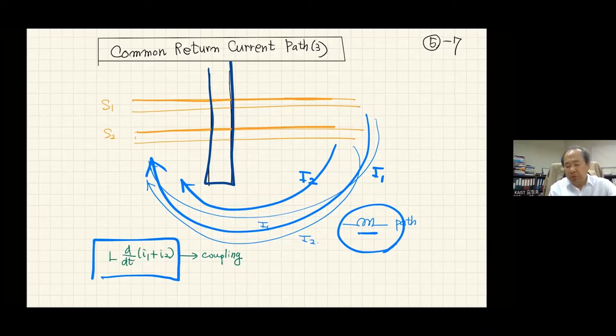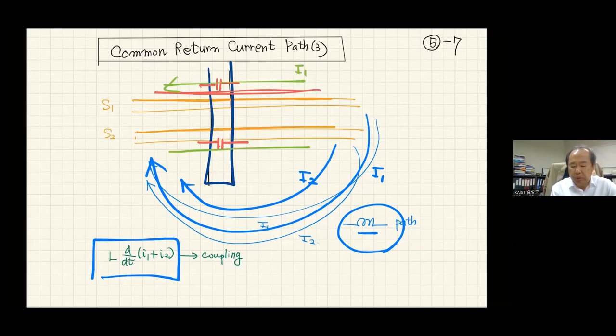This is another example. Sometimes in order to avoid these issues, we can add some capacitance here. In those cases, the return current for S1 may go through this path, and the return current for S2 can go through this path. And in those cases, I1 and I2 can be separated. I'm sure there will be 100 different cases to talk about the common return current path problem, and how to make that isolation, to isolate the return current path. One possibility is to add ground, and another possibility is to add capacitance. In those cases, possibly the return current could be separated.